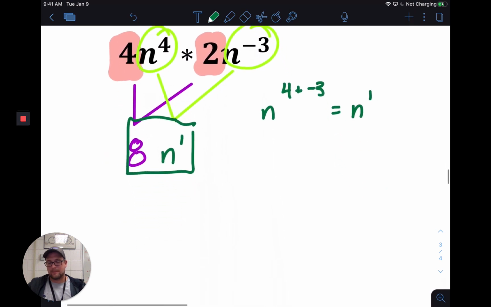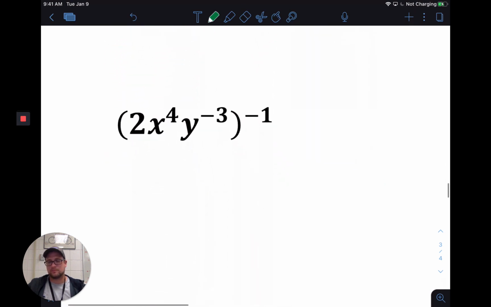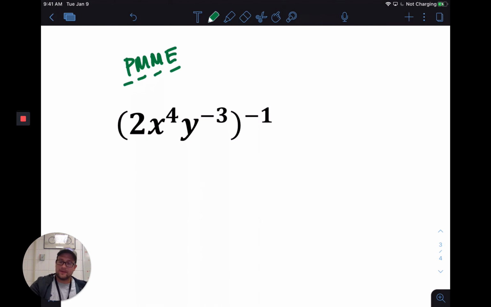Let's keep moving along. Here's our next one. All right, we see that big negative exponent on the outside, but we also see parentheses. So let's use our PMME, parentheses, mean, multiply, exponents. Let's multiply our exponents together.